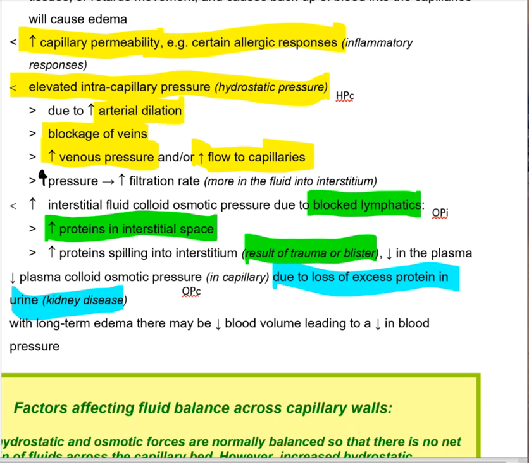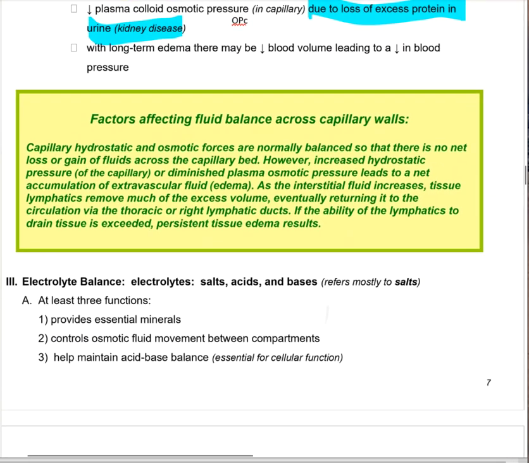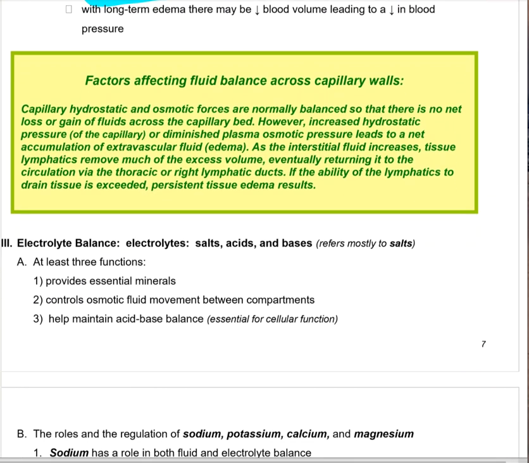And with long-term edema, there could be lowered blood volume because of this water moving from the blood into the tissues, leading to a decrease in blood pressure. This little diagram here is just a summary of what we talked about and how fluid moves from plasma to interstitium to cells to the lymph. So it's a good little review, and you can go ahead and read it.